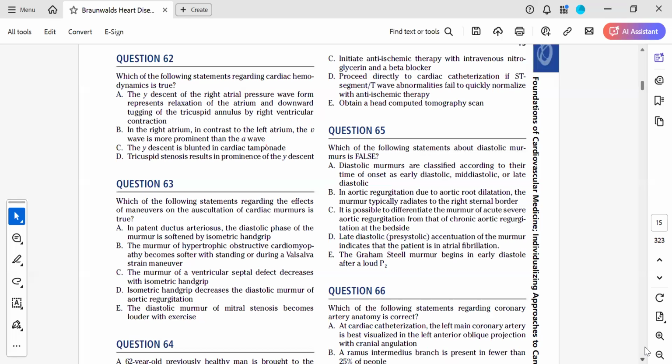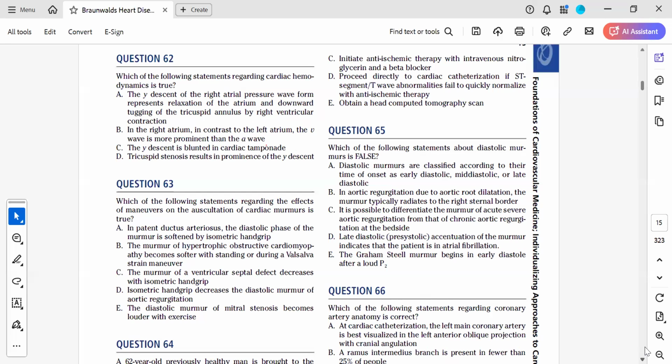So what happens in the Y descent? The Y descent represents atrial emptying. So if there is a fixed quantity of blood in the chambers, there will be no flow from the atrium to the ventricle at any point, because there's no space for blood to move from this chamber to the other chamber.